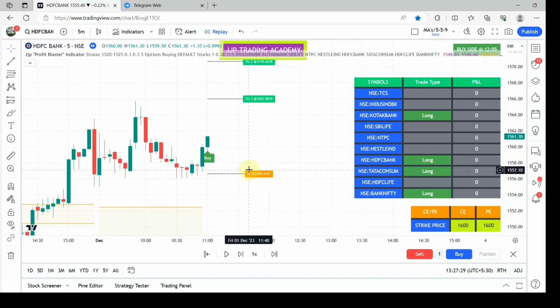Stop loss is more important. So once you take the buy entry, now everything is perfect, and on the buy side the trend is there and demand and supply is on the downside. So we are going for a long entry.